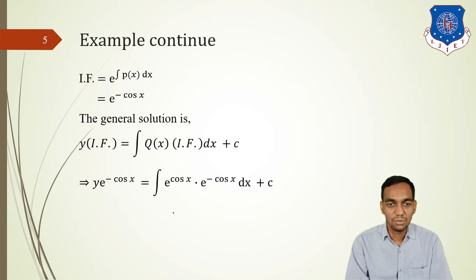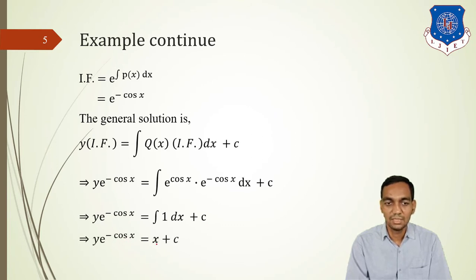So e raised to minus cos x plus cos x cancel out, and you will have 1. So integration of 1 dx, and that will be y e raised to minus cos x is equal to x plus c. This is the solution of your original equation.